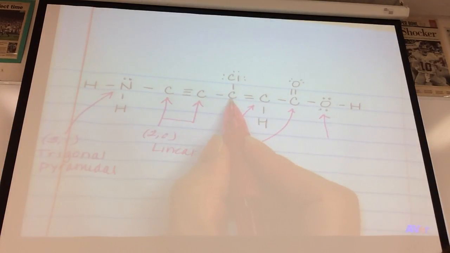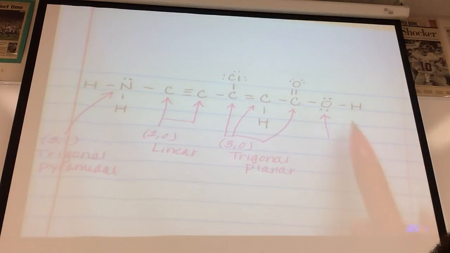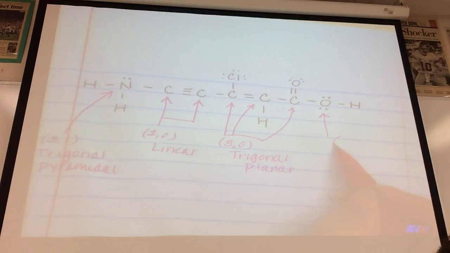How about that carbon? Directly attached to 1, 2, 3. How many lone pairs on the carbon? None. So that's a 3-0. Trigonal planar. So it's this one also? This one too? Yeah, so all of these. And then how about this O? 1, 2 things attached. How many lone pairs? So that's bent.